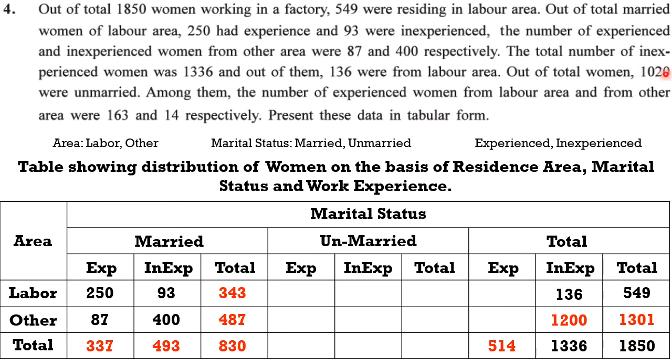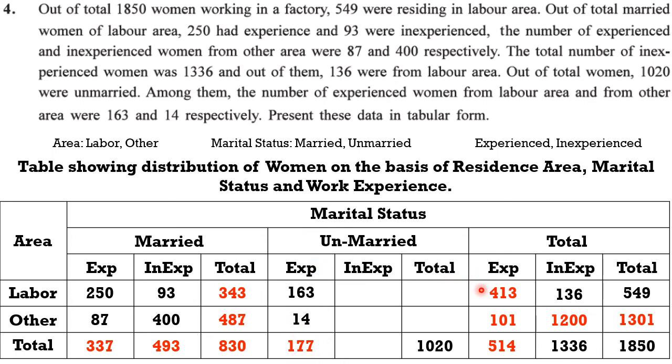Out of total women 1020 were unmarried. Okay, out of total unmarried women, total once again is, but before that, my mistake here, let us find the difference here. Okay, just get the total minus inexperience, 413, total minus inexperience, 101. Next 1020, the total of the unmarried women, no experience, inexperience, no labor other, that means this whole section total is 1020. Among them the experienced women from labor area and from other area are 163 and 14 respectively. So just make it total, that is total unmarried experienced women are 177.